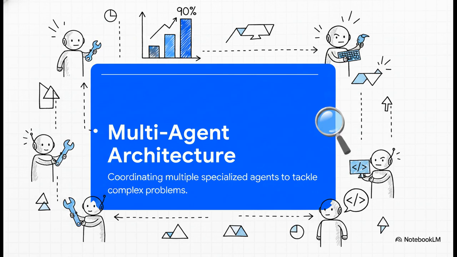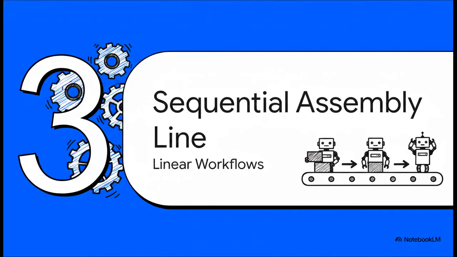Anthropic's internal research shows that by using targeted agents with discrete tool sets, these multi-agent systems actually outperform single generalist agents by over 90% on complex tasks. Over 90%. That is a massive leap in reliability. So how do we actually build this thing? That brings us to Section 3, the sequential assembly line.